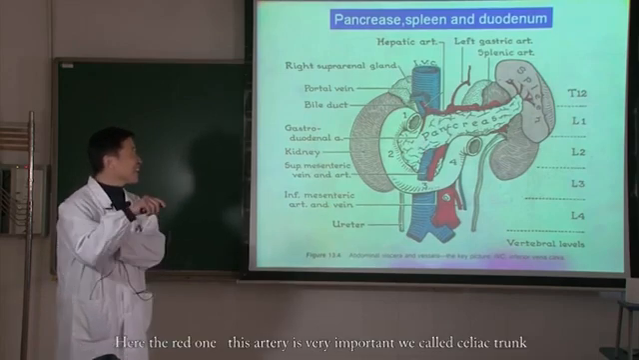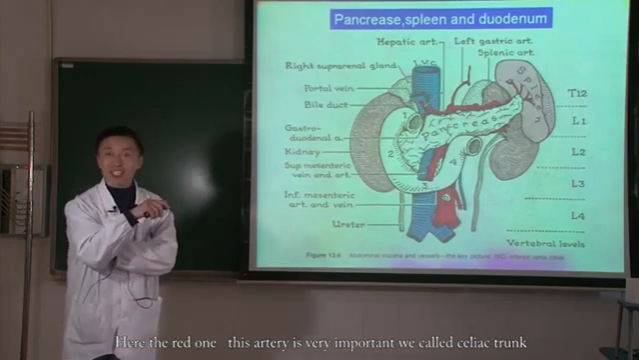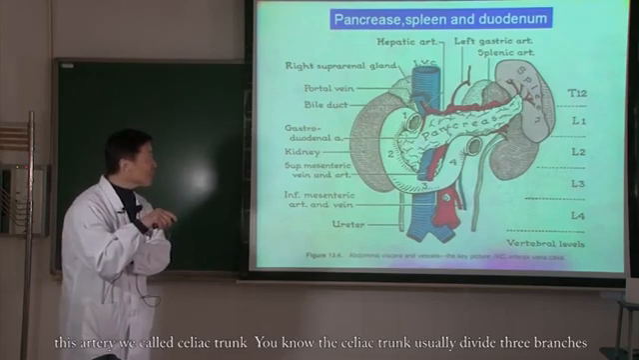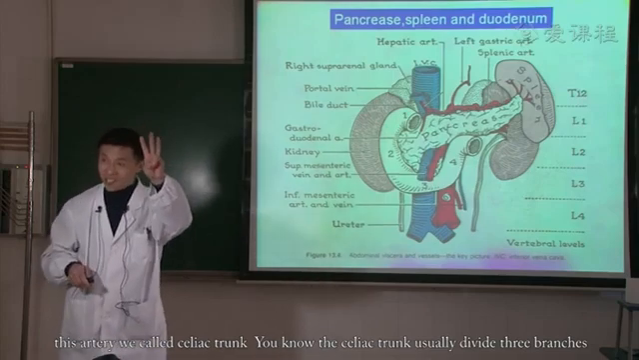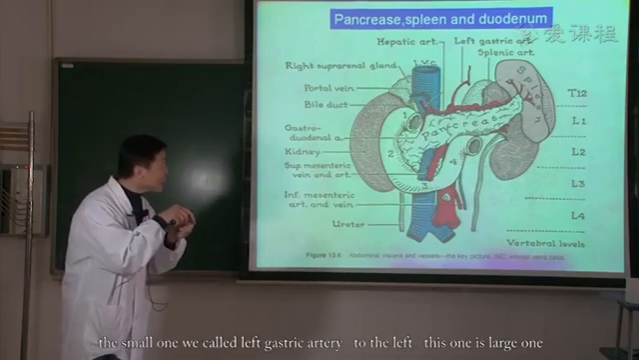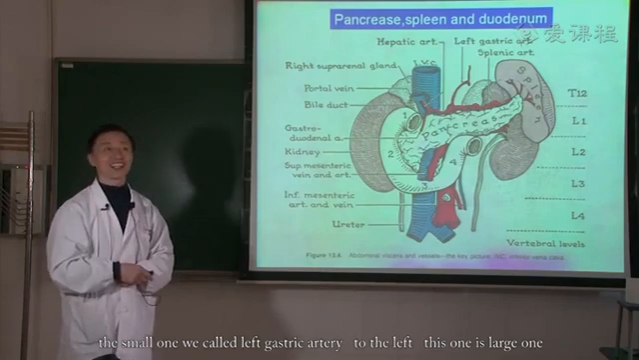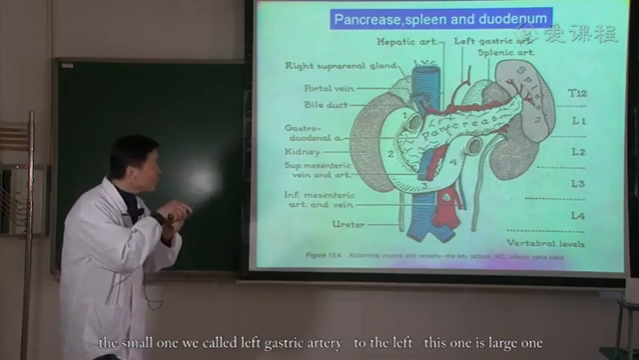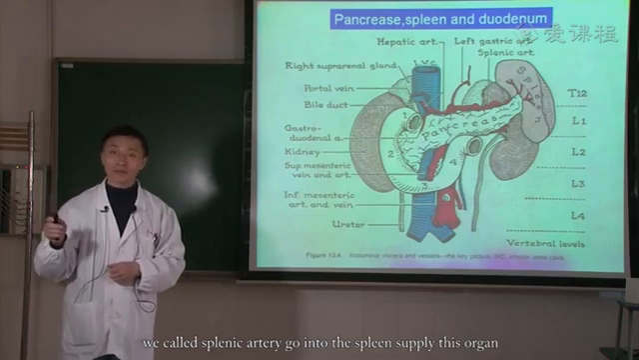Here, the red one. This artery is very important. We call it the celiac trunk. You know, the celiac trunk usually divides into three branches. The small one we call the left gastric artery. To the left, this one is the larger one. We call it the splenic artery.